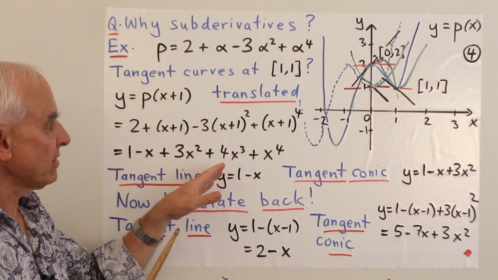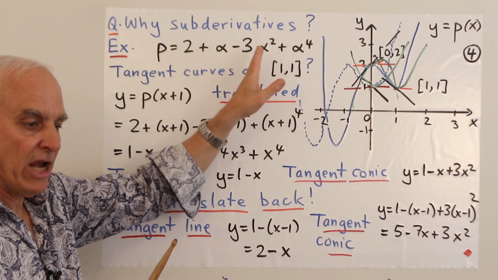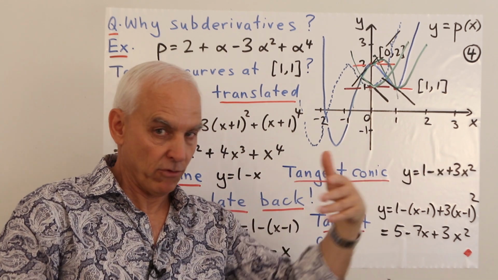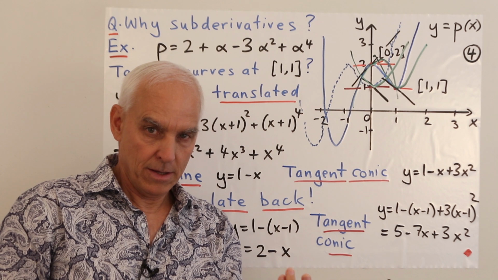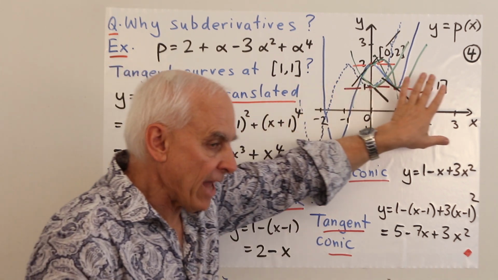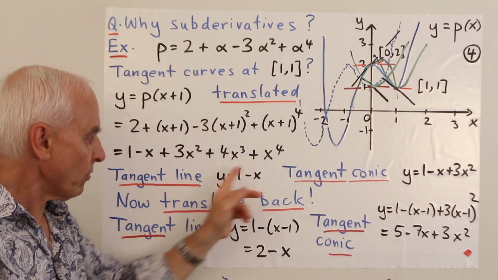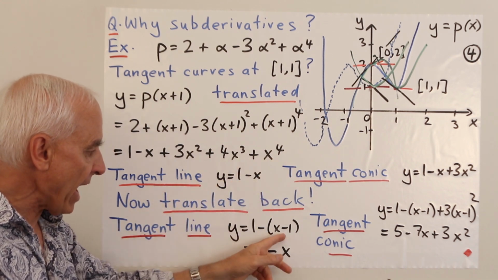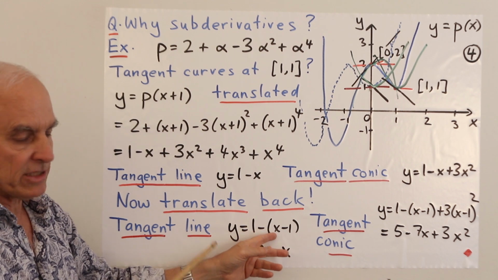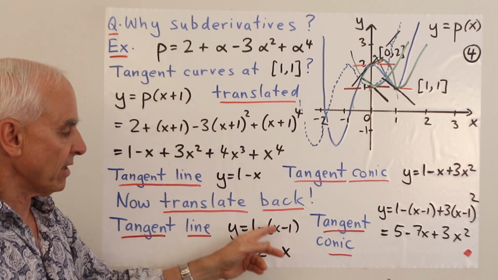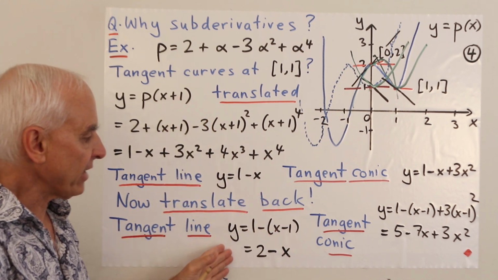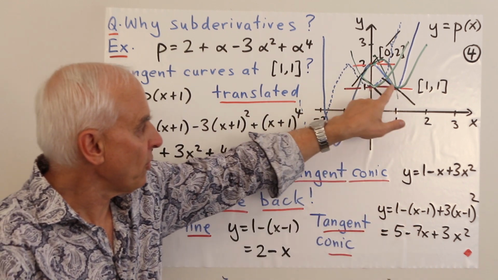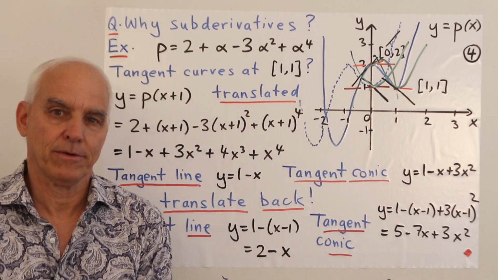Then we expand and do the appropriate truncation to find the tangent line or the tangent conic or the tangent cubic, whatever we're interested in. And then we have to translate that back. So having gotten one of these things, the tangent line or the tangent conic, we translate them back by replacing the x, in this case, with x minus 1, the opposite of what we did initially. And that gives us tangent lines, tangent conics, tangent cubics, etc., to the point that we're originally interested in.